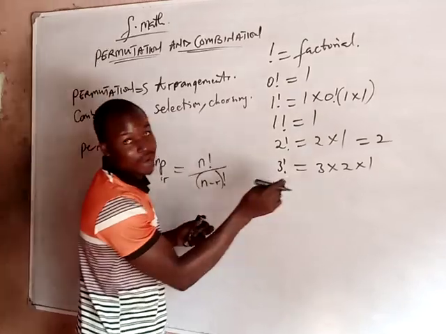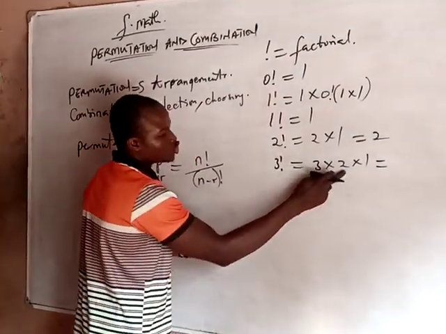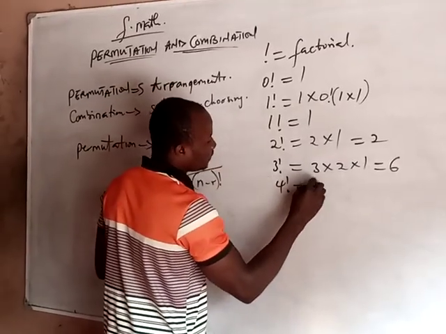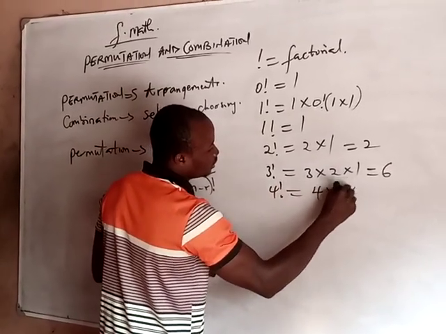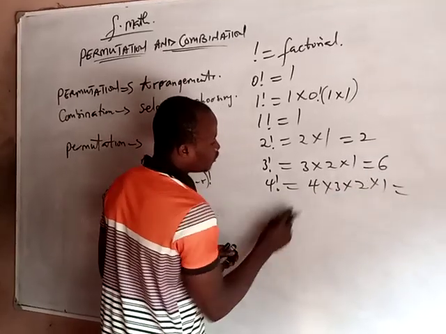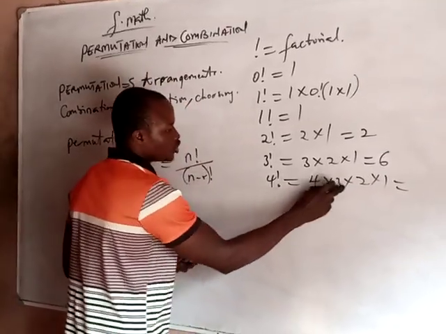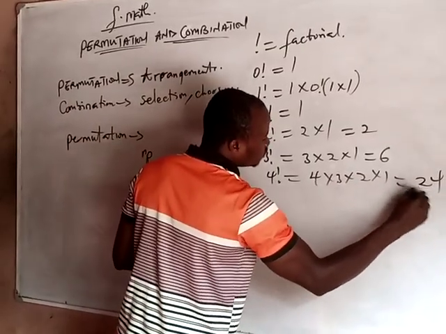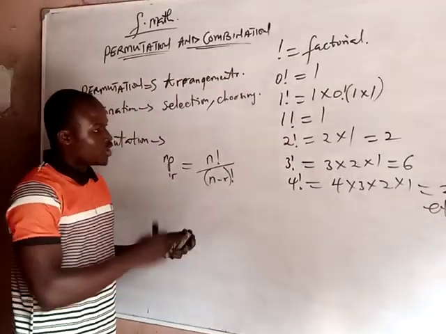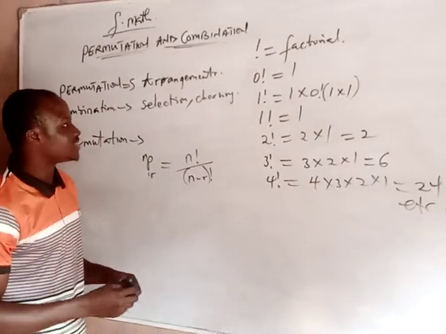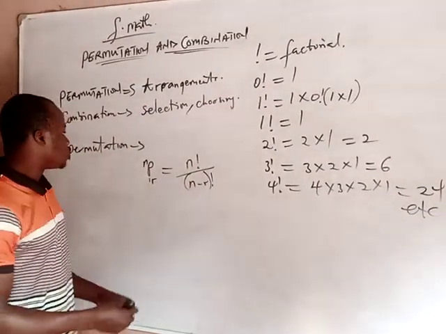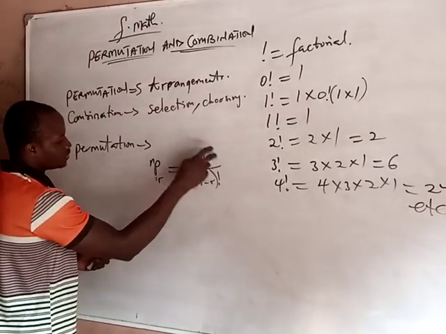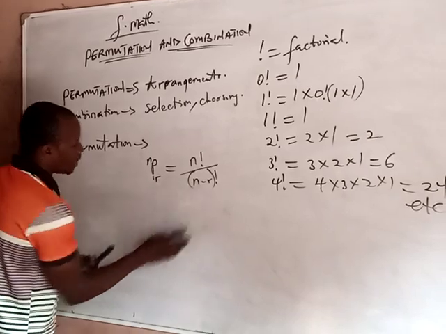You are multiplying backward. 3 times 2 is 6, 6 times 1 is 6. 4 factorial is 4 times 3 times 2 times 1. So 4 times 3 is 12, 12 times 2 is 24, times 1 is 24. So, multiplying the number backward, that is what we mean by factorial. So this is n factorial over (n minus r) factorial. This is the formula for permutation.